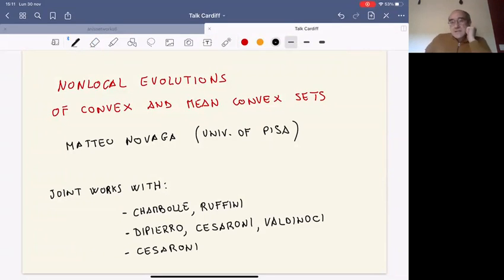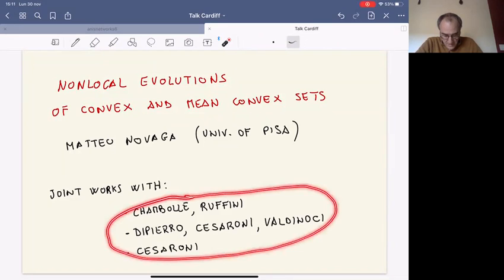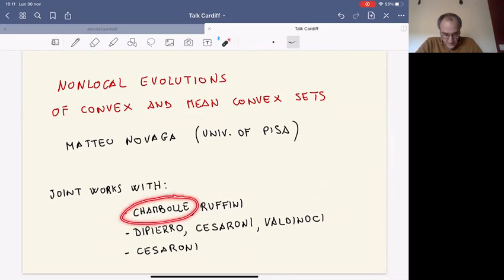Okay, so in this seminar, I just want to describe a few results I obtained in three papers in the last few years, which are with these people here, who are mostly Italians: Chambolle, Buffini, Di Piero, Cesaroni, Valdinoci. Even if they are not all in Italy: Chambolle is in Paris, now in Dauphine, others are in Bologna, in Padova, and one is in Western Australia now, but they are Italian.